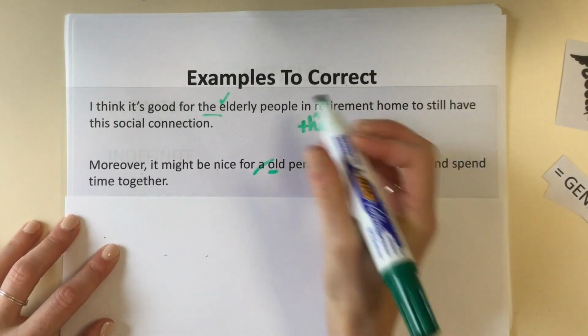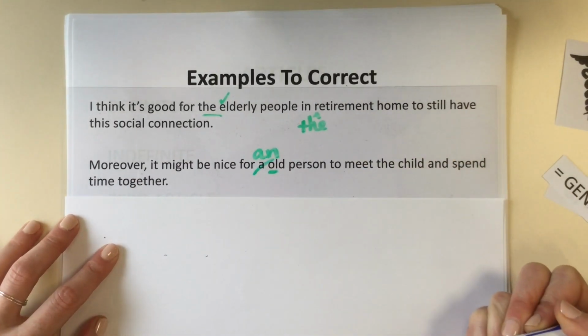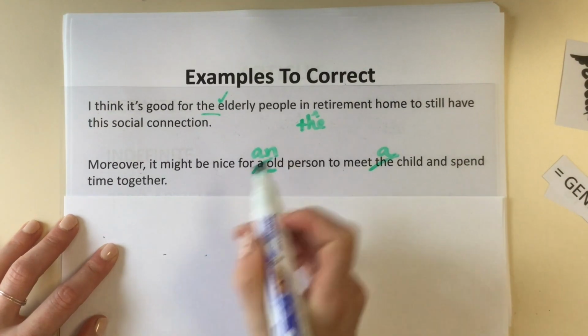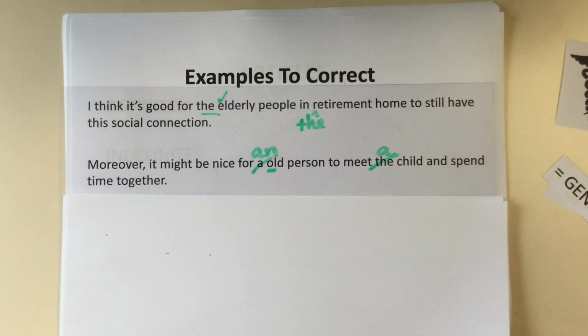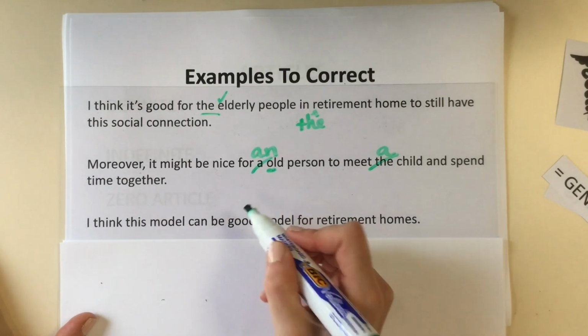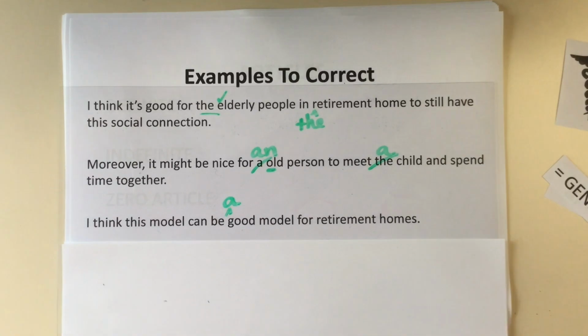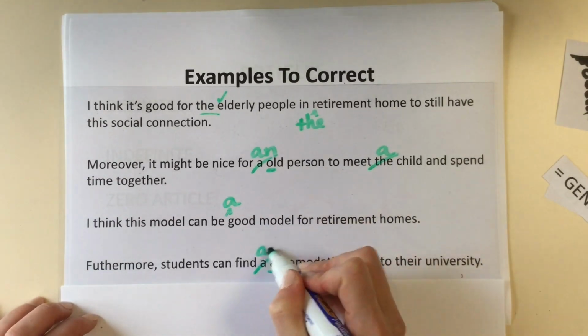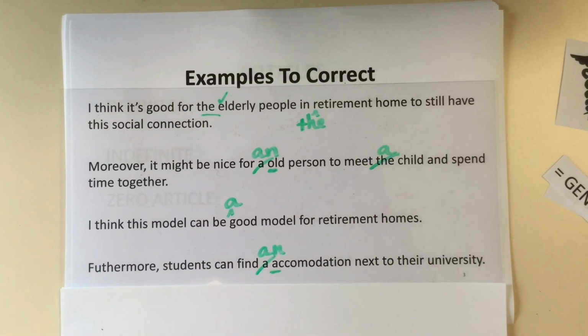Here, old starts with a vowel sound, so we need an, and we need a in front of child since it's also a general statement. Here, another general statement, so you need a in front of good model. And lastly, again, an instead of a in front of accommodation, because accommodation starts with a vowel sound.